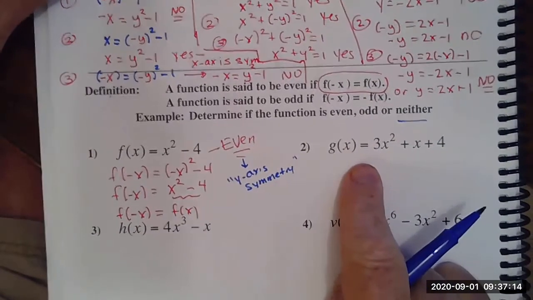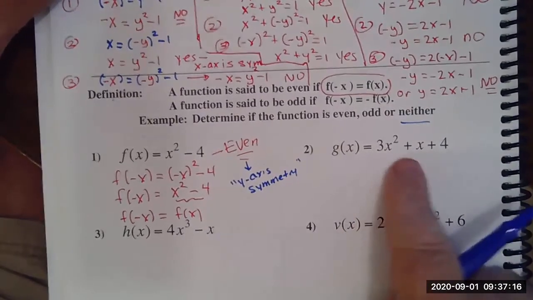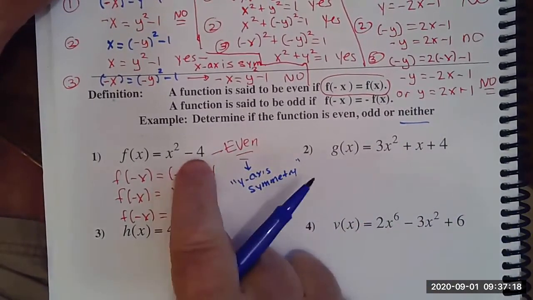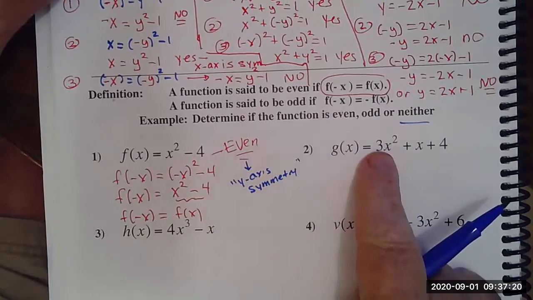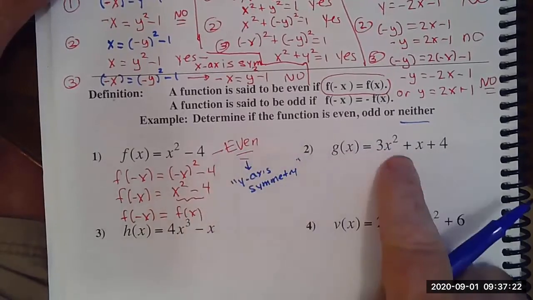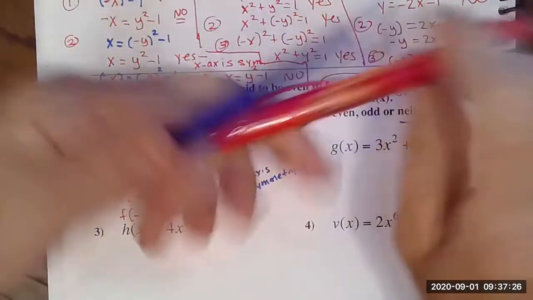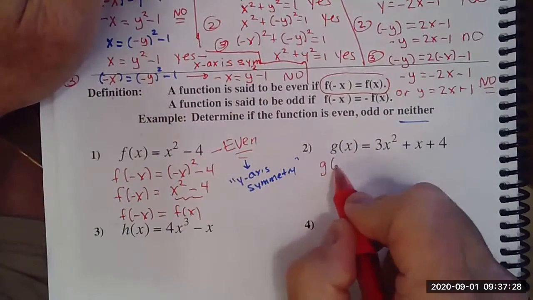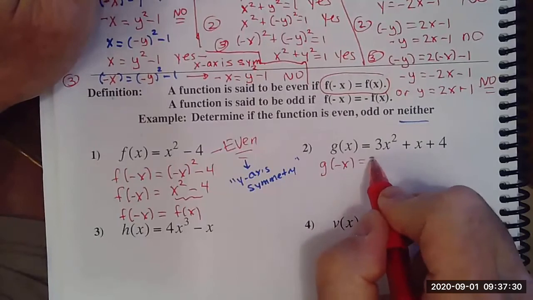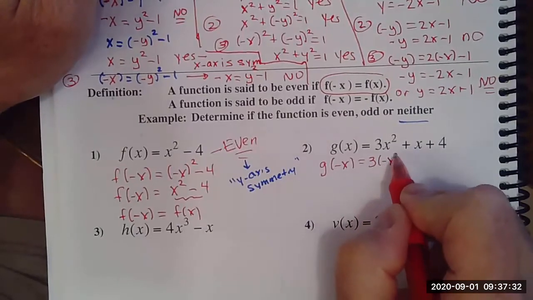Okay, if I do this one, well, Jeff, this is a parabola as well. These are both parabolas. Okay, that one's even. This doesn't necessarily mean it's even. So you have to go through the process and say g of negative x, 3 parentheses negative x squared.